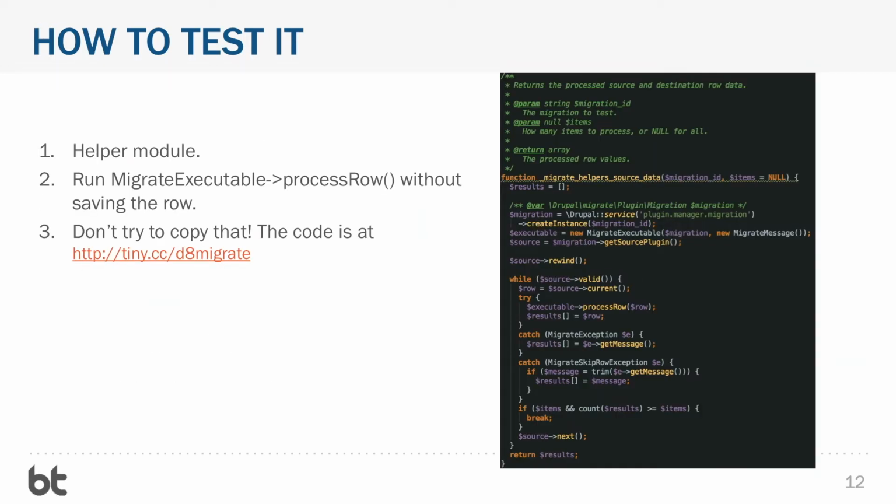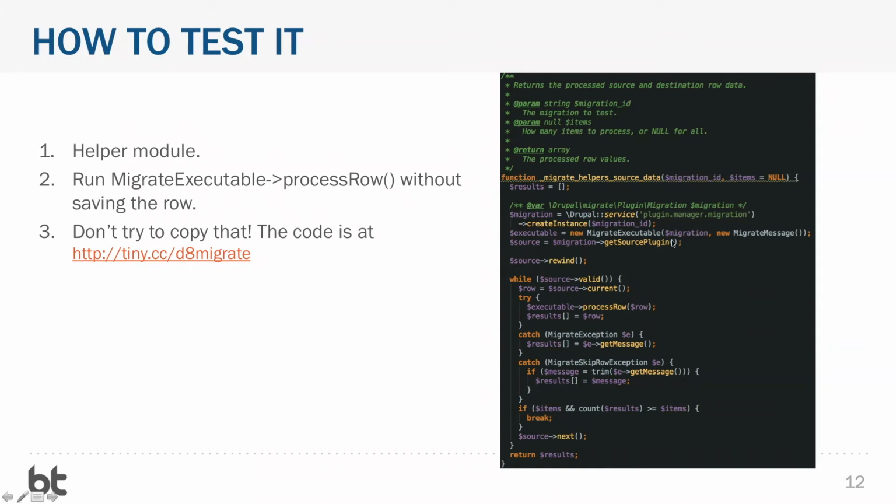Testing migrations is tricky. With everything you get out of the box, without actually debugging and stepping through the migration code, you have no way of identifying what your source is looking like when it comes in. So Migrate Devel can help, but you have to do that on the command line. I've written a little helper module. There's a tinycc link to the GitHub repo where all of this is, so you can copy this down. It's also in the talk description on the Twin Cities camp site.